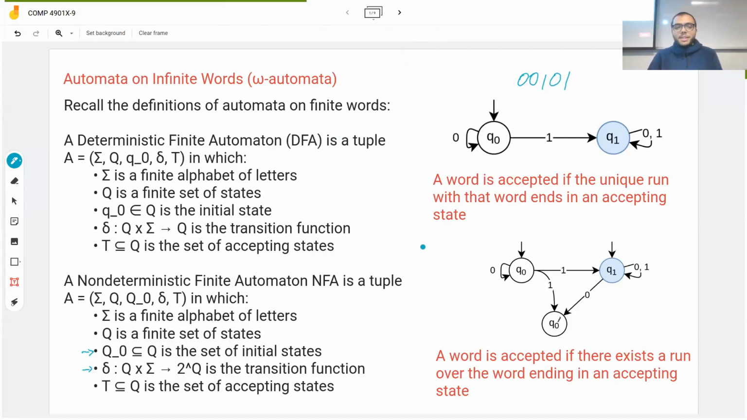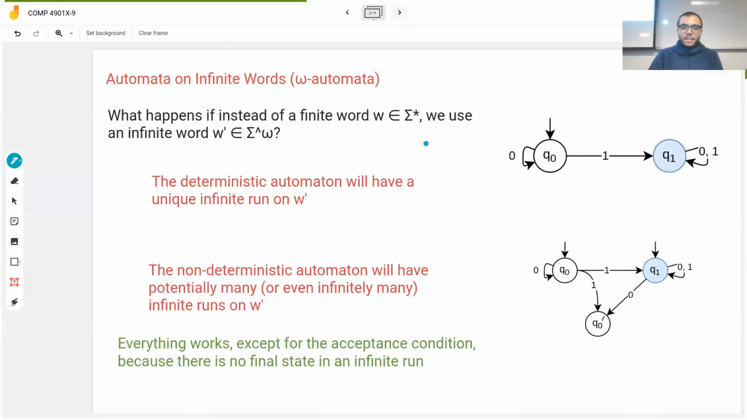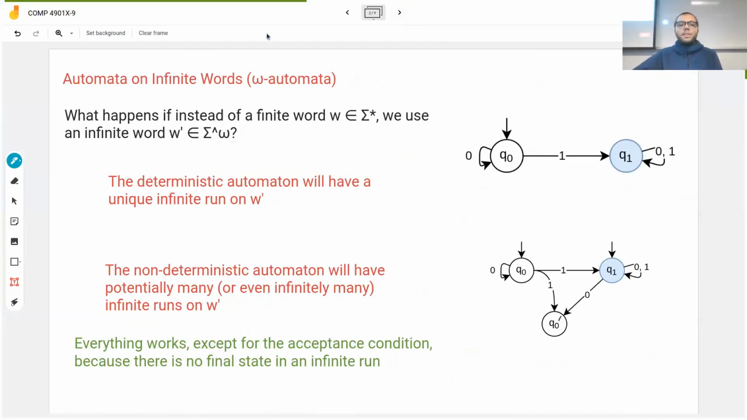What we are actually interested in are automata on infinite words. So I want to see what happens if I have an automaton, and instead of giving it a finite input, I give it an infinite input. This is also what we call omega automata. And again, if you've passed set theory, this omega is the smallest infinite ordinal. It's the size of the set of natural numbers. But anyway, whenever I say omega automata, what I mean is an automaton that is taking an infinite input.